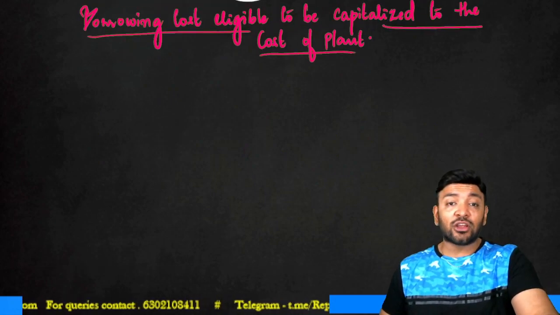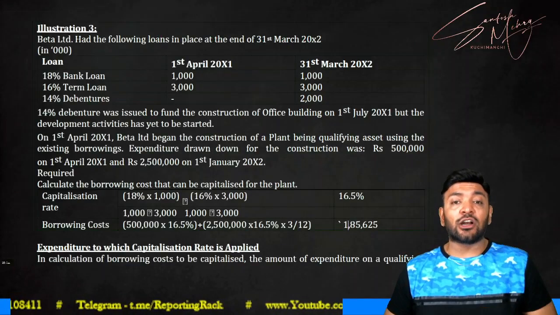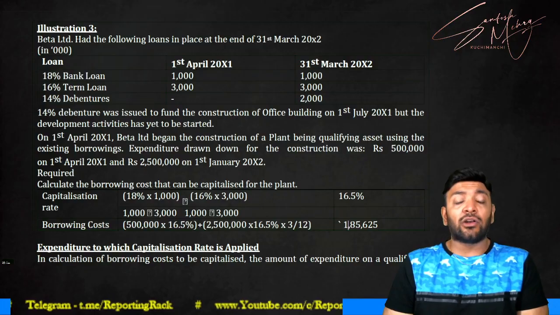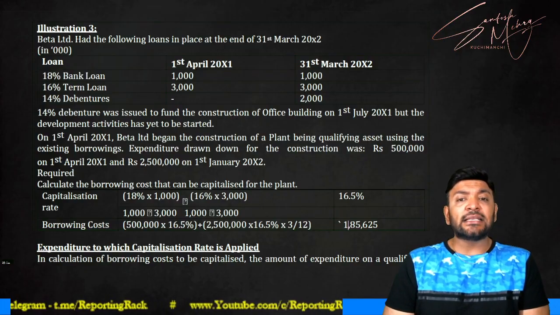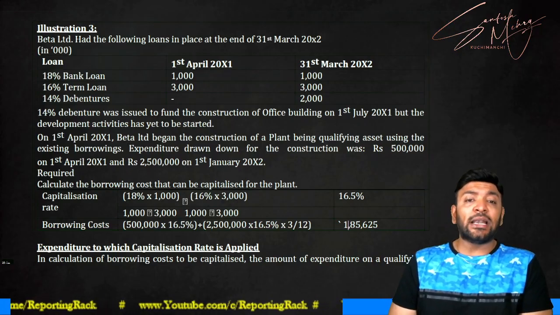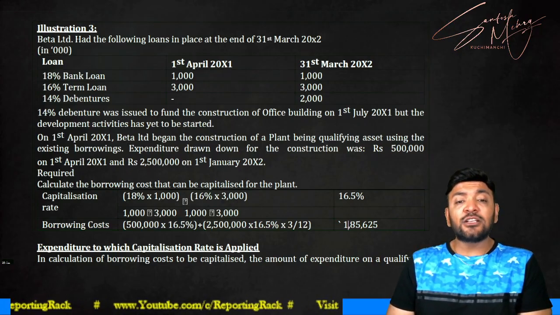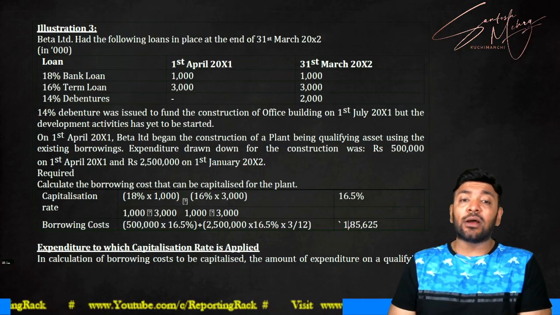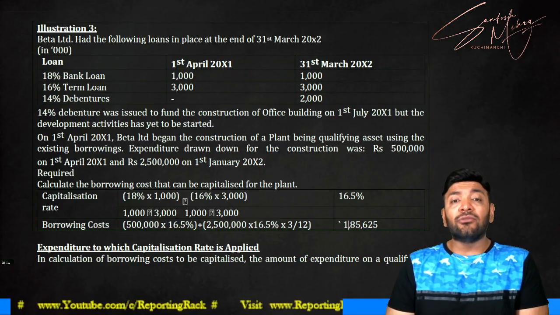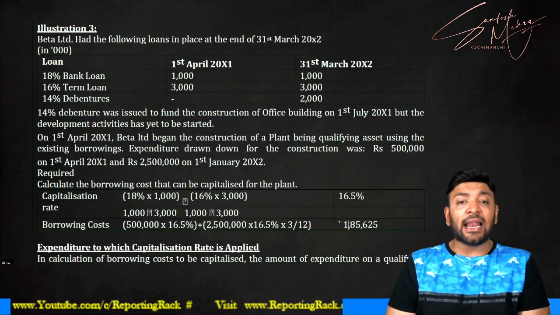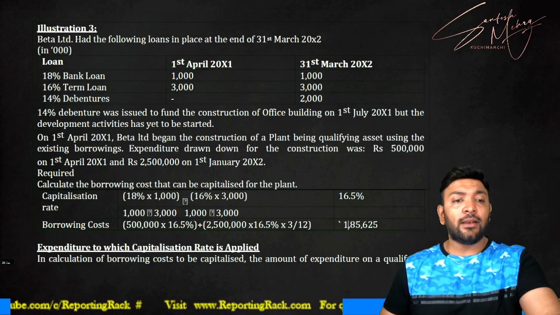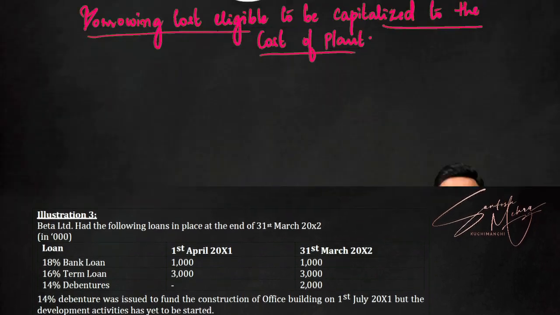Now again turn back to the question and see what is the expenditure incurred on the plant. If you look at the expenditure incurred on the plant given towards the end, he says I've incurred 5 lakhs on 1st April and 25 lakhs on 1st Jan. Guys, 5 lakhs on 1st April, you are spending it throughout the year. But to the extent of 25 lakhs, which was utilized on 1st of Jan, you are only utilizing it for 3 months. So calculate using 16.5%.